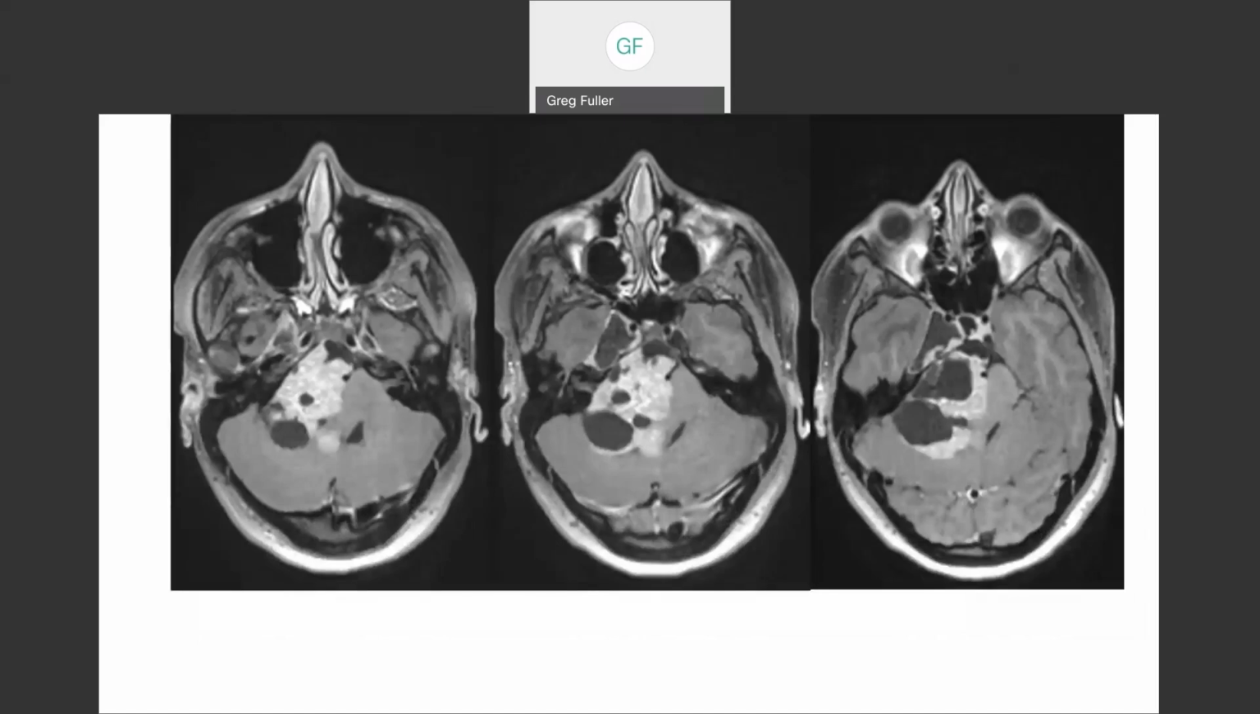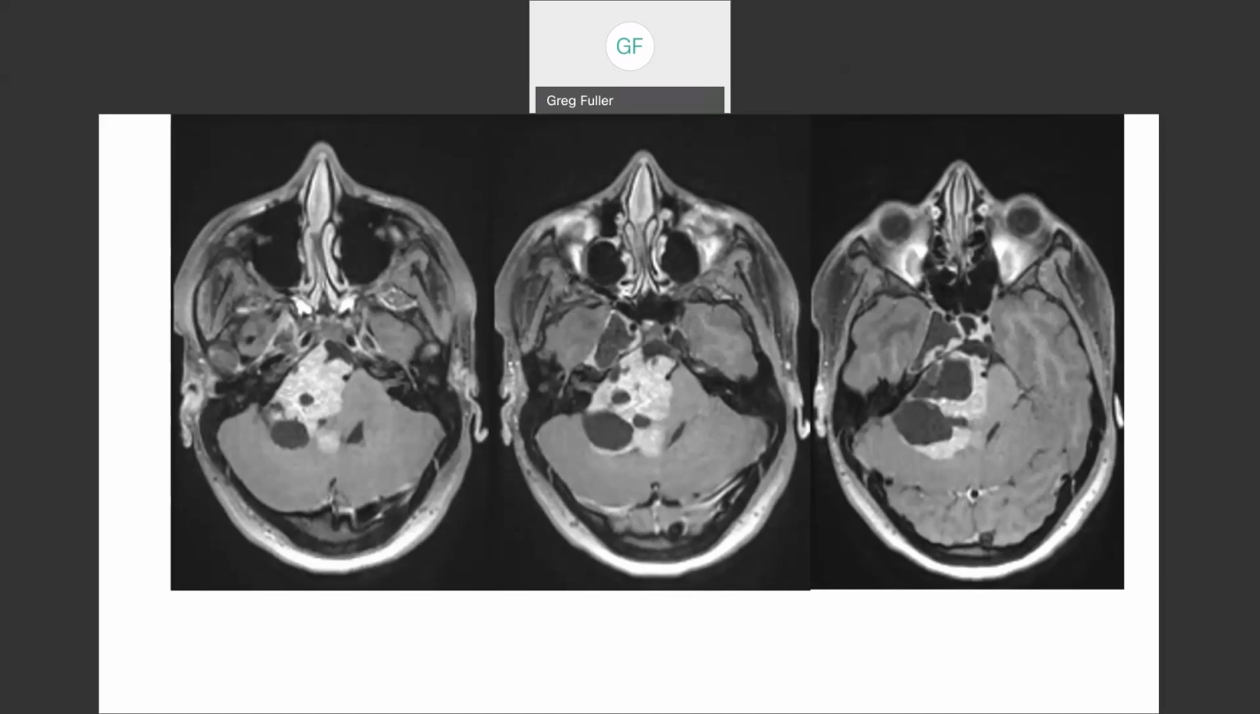Let's move to axial sections, T1 with contrast. Again, a large cystic, multicystic, and solid, avidly contrast enhancing mass in the posterior fossa, centered at these particular cuts in the cerebellopontine angle, right cerebellopontine angle. And there's a key feature that I hope you're seeing in the middle panel. Take a look at the middle panel. What is the key feature?